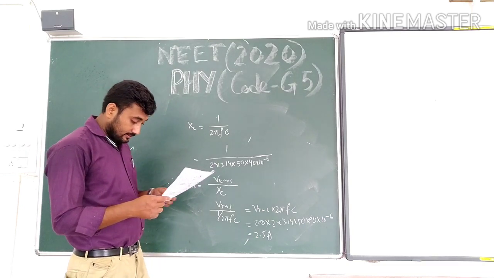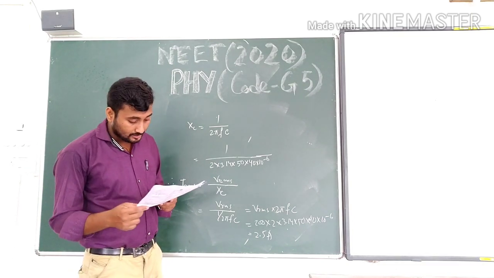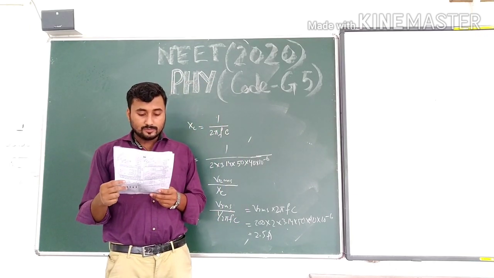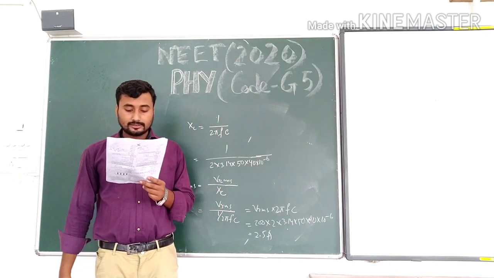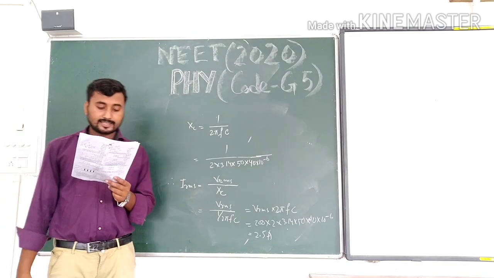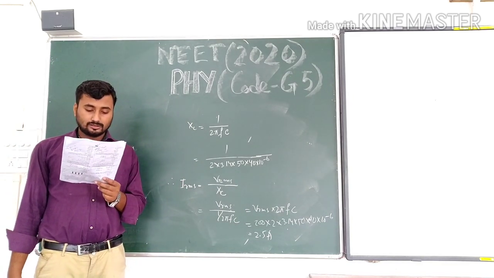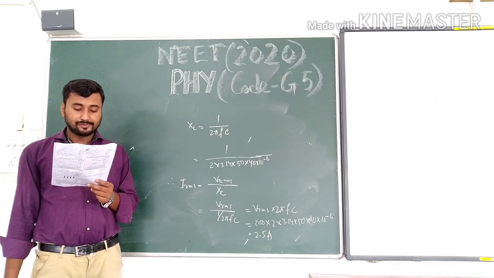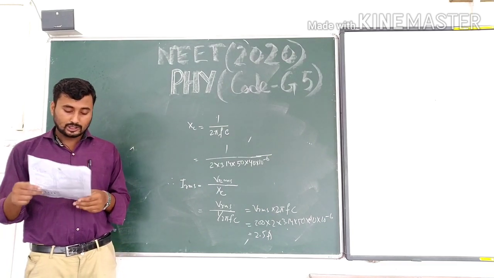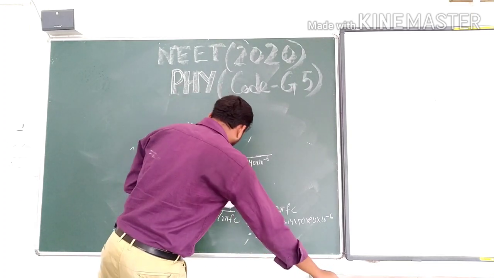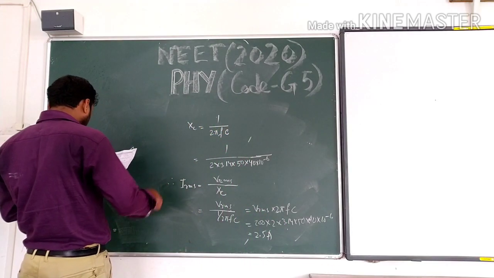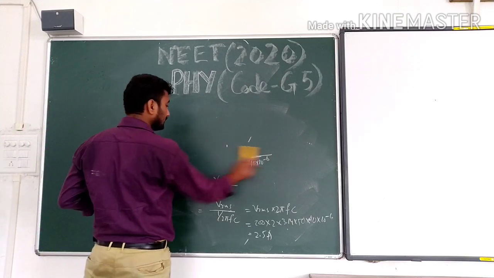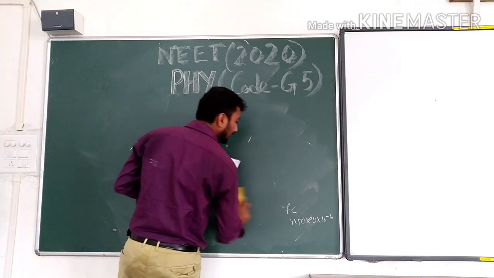So next question number 148. Assume that light of wavelength 600 nanometer is coming from a star. The limit of resolution of a telescope whose objective has a diameter of 2 meters is? So, okay, resolution of telescope, how much?